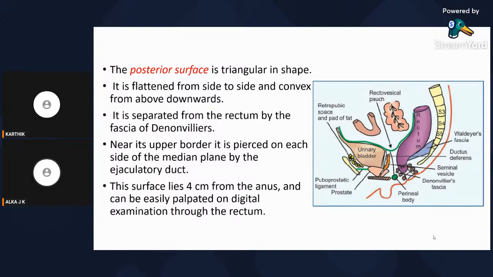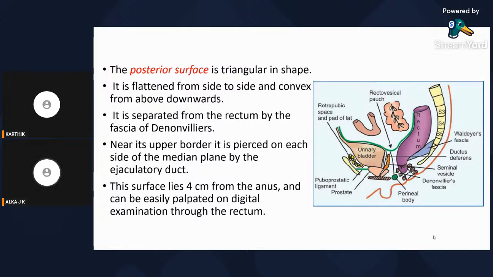Next, you have to see posterior surface. It is triangular in shape. Posterior surface is also very important clinically. It is flattened from side to side and convex from above downwards. It is separated from the rectum by fascia of Denonvilliers. And near its upper border, it is pierced on each side of the median plane by the ejaculatory duct. This point is very important in clinical aspect when you enter final year. At that time, you will come to know surgical anatomy of each and every organ you have to study. So this point is very important.